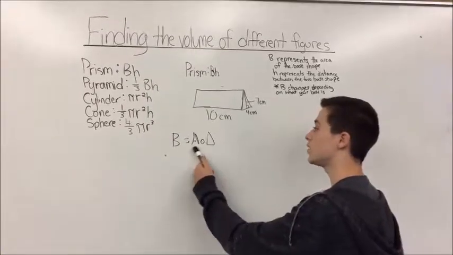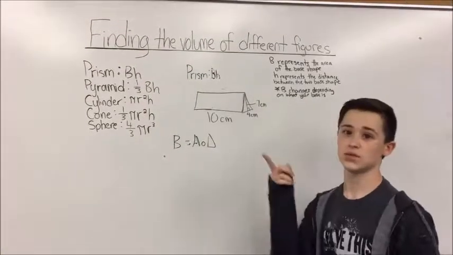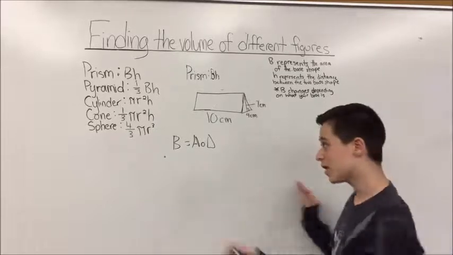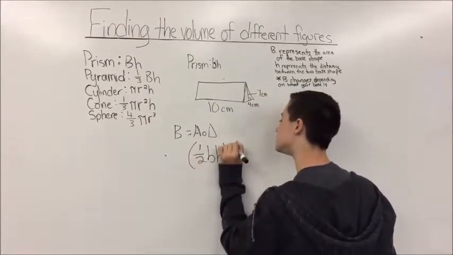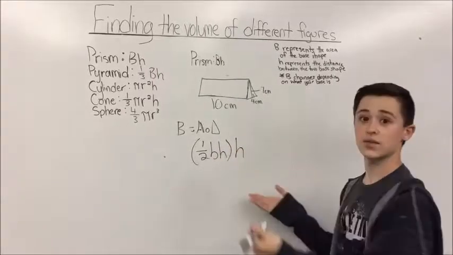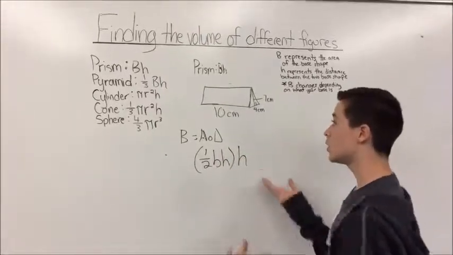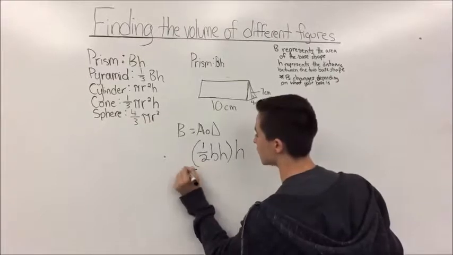When we plug in the area of a triangle into this equation, replacing it with capital B, it looks like this. Since this is the area of a triangle equation. So when we plug this in, it looks like this.